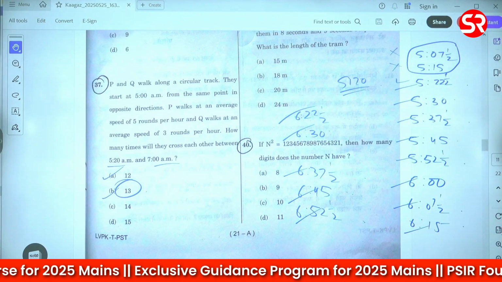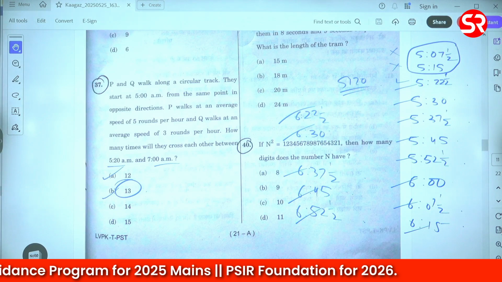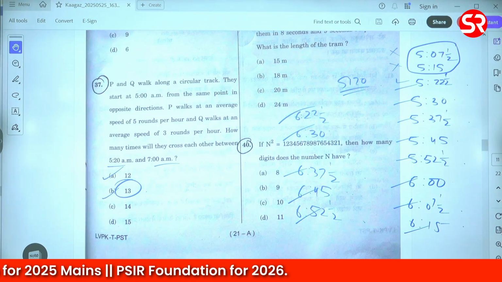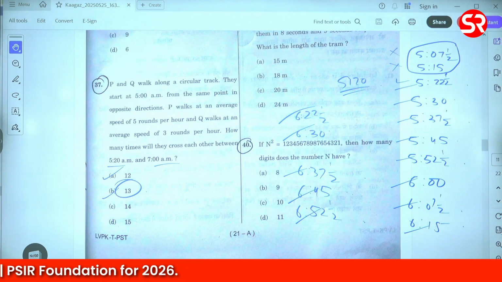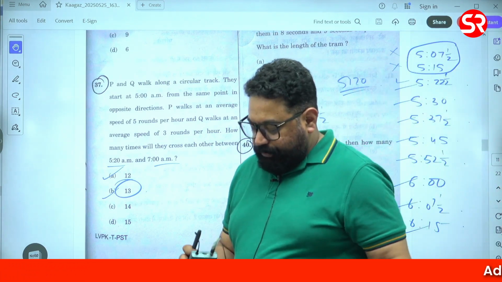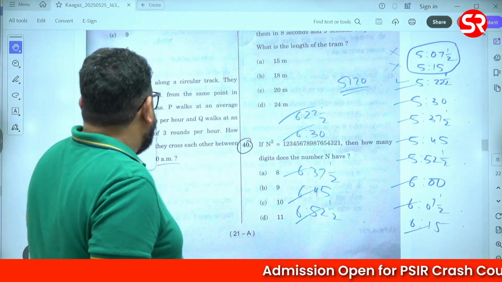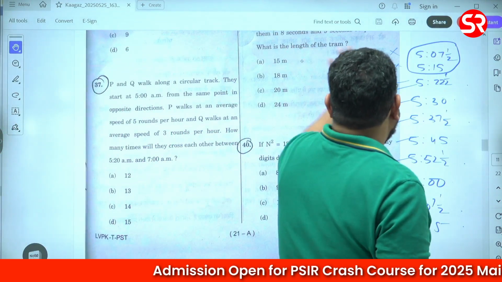We have done circular running. I don't know why we are not able to solve it. Okay? So let's see the next one, guys. I hope now you're getting the true answers, right answers, right? Not hushed up answers, okay?